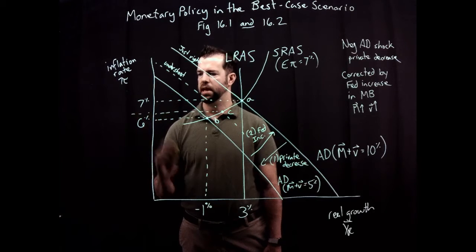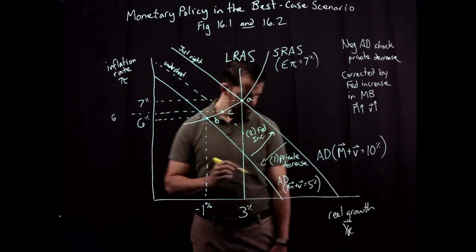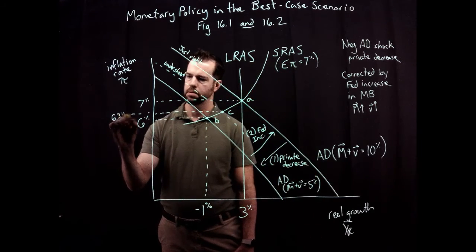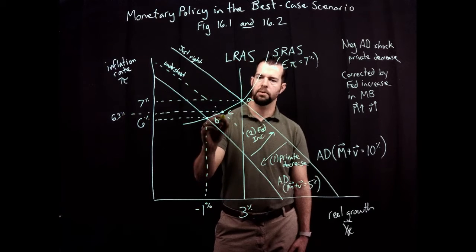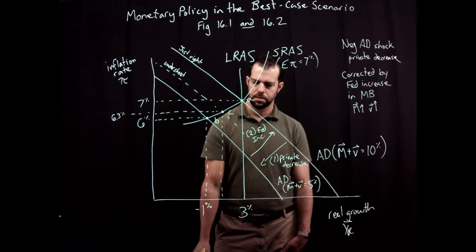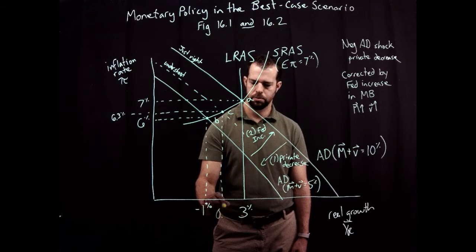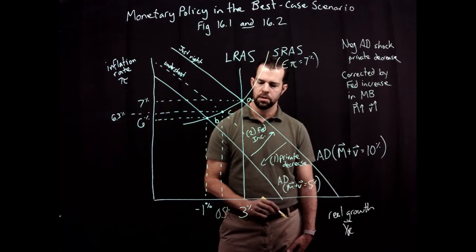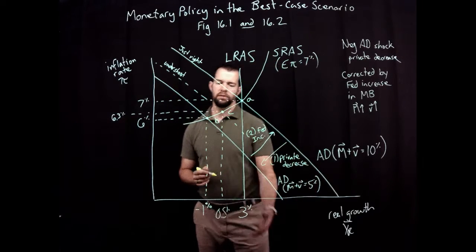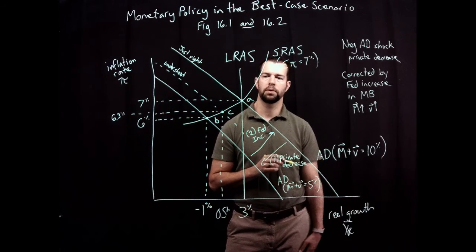And let's just say that is 6.3%. Now, if we drop this down here, maybe that gets us back to, say, 0.5%. So we're no longer in a recession, but we definitely have slow growth here. It wasn't quite enough to get us back to where we were.